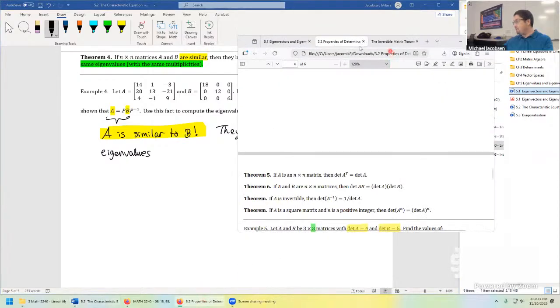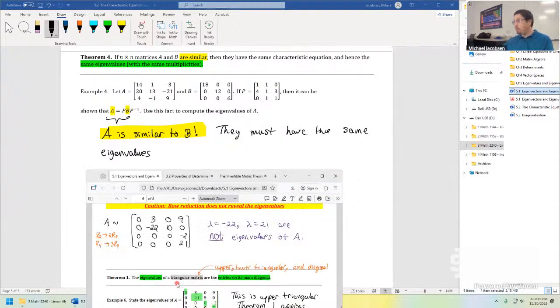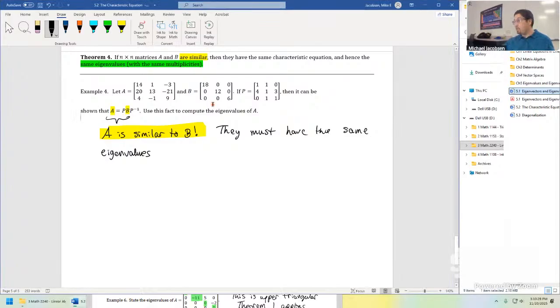Let me see if I have that loaded up. Yeah, here it is. And the great comment that was made in class, by triangular matrix, we're including upper triangular, lower triangular, and diagonal matrices. This is our diagonal matrix B on this one. So theorem 1 applies to this at the same time as well. So we can just go here. This is a diagonal matrix. So use theorem 1 of chapter 5.